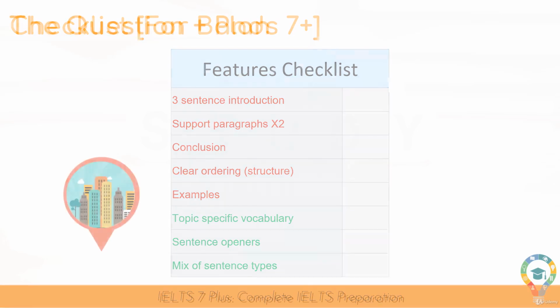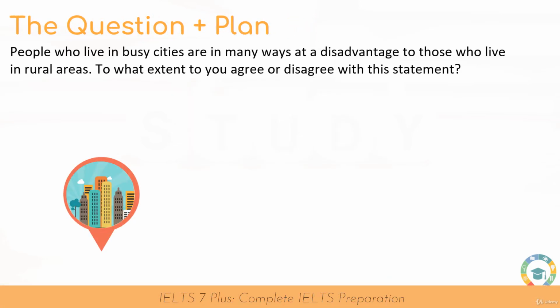Let's take a look at our question. People who live in busy cities are in many ways at a disadvantage to those who live in rural areas. To what extent do you agree or disagree with this statement? So we can see from the question that it doesn't definitely say give your opinion, but it's asking you to agree or disagree. And that in itself means you're going to have to give your opinion.